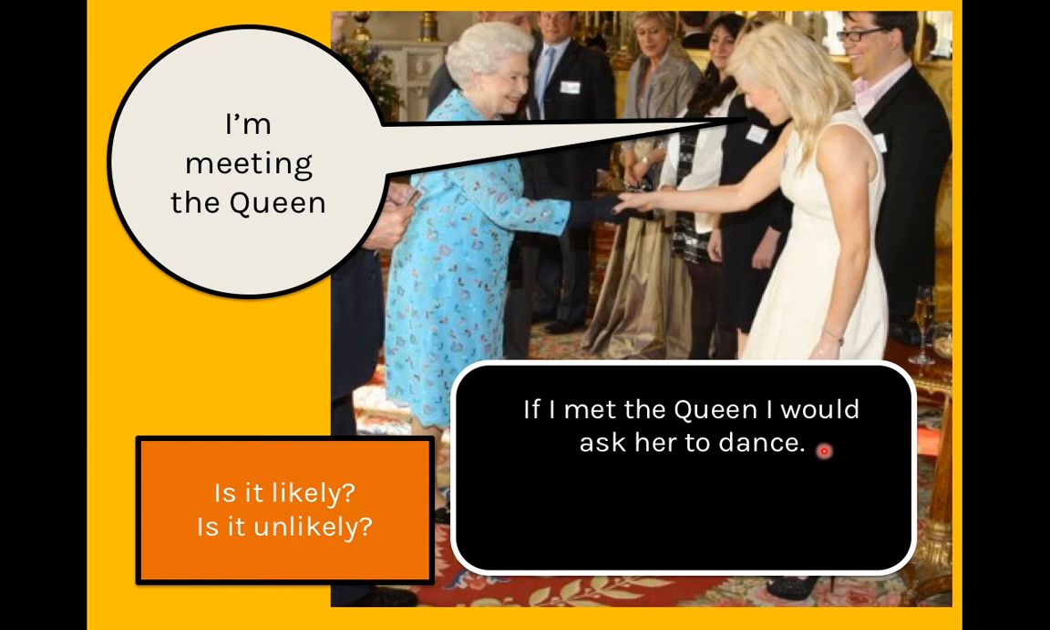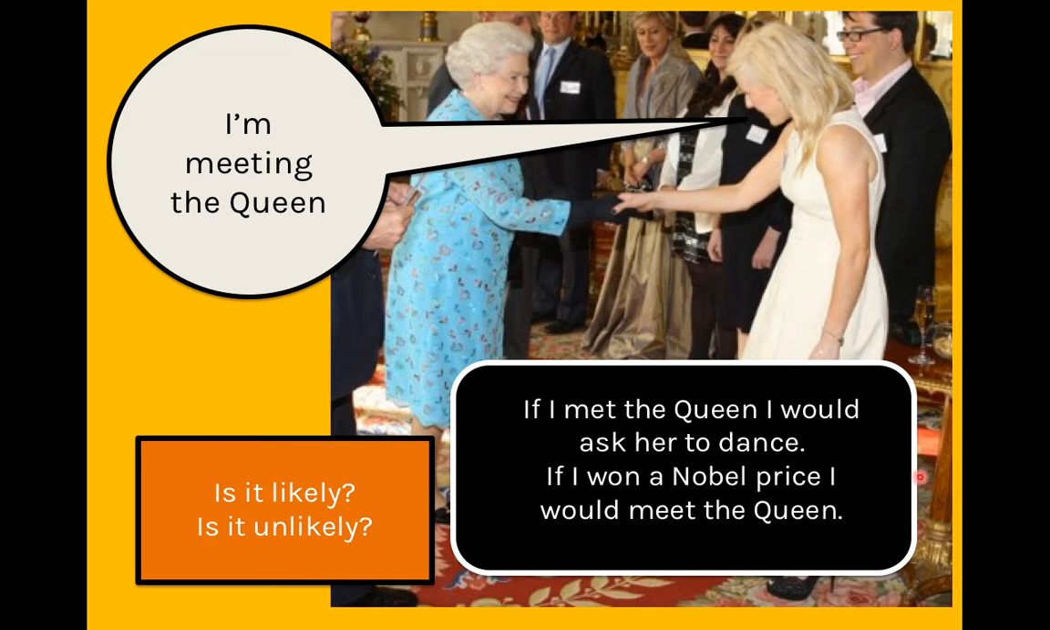Let me now show you an example of a sentence in which meeting the queen is the result. If I won a Nobel Prize, I would meet the queen. Nobel Prize winners get special invitations to meet Queen Elizabeth. So, if I won the Nobel Prize, I would meet the queen. In this case, the condition is if I won a Nobel Prize.